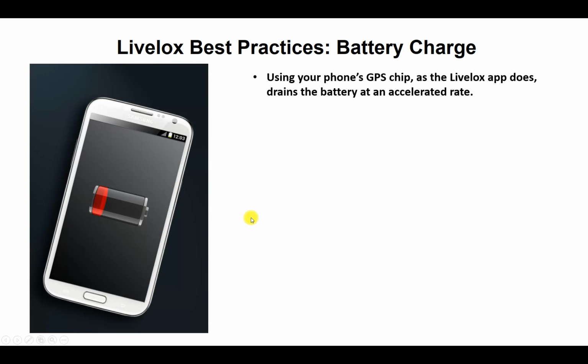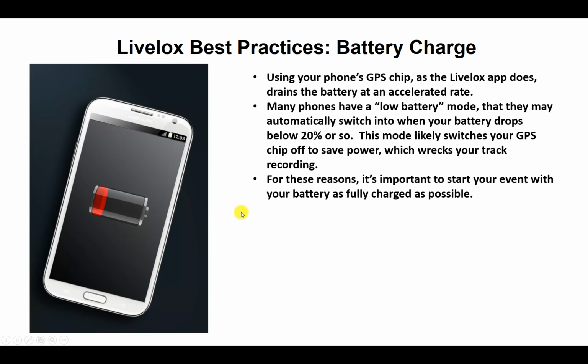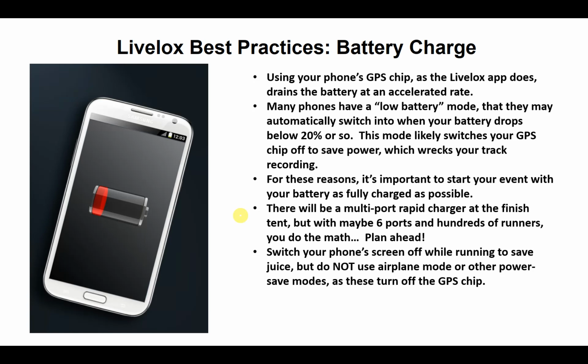And the last thing, your battery charge. Using the GPS chip, as Livelox does, drains your battery at an accelerated rate. Furthermore, many phones have a low battery mode. Once your battery drops below about 20%, it switches into a power conservation mode, which typically switches the GPS chip off without asking you, and that wrecks your recording. So for these reasons, best practice is charge your phone as fully as you can before you come to the event. Now there will be a rapid charger available at the finish table, but it only has a few ports and there's a lot of people at these events, so do the math on that, plan ahead.